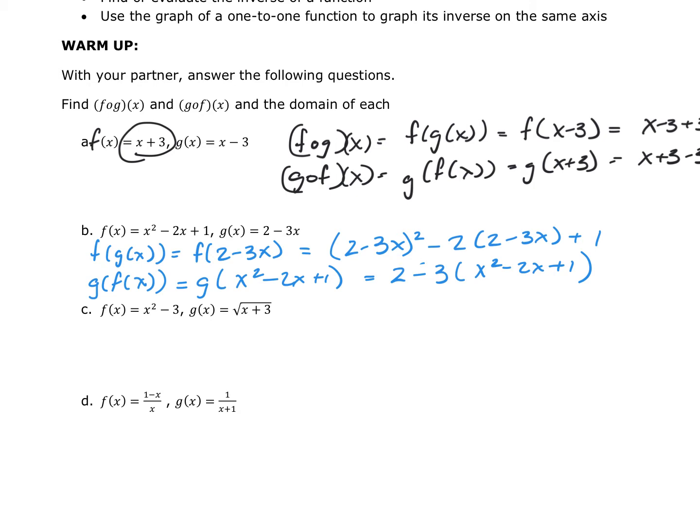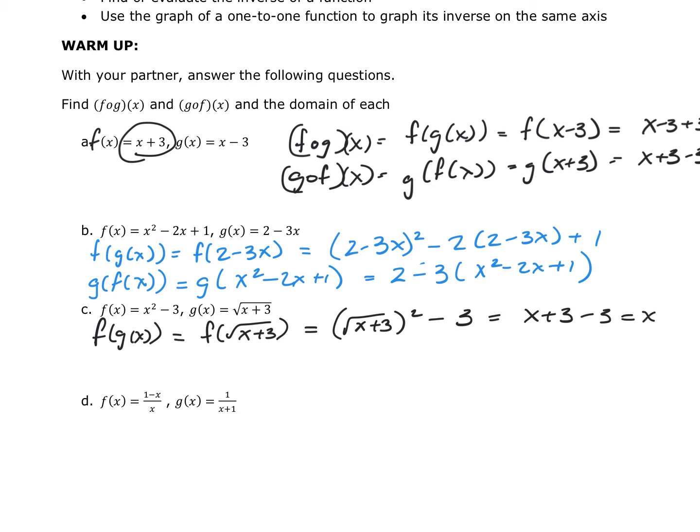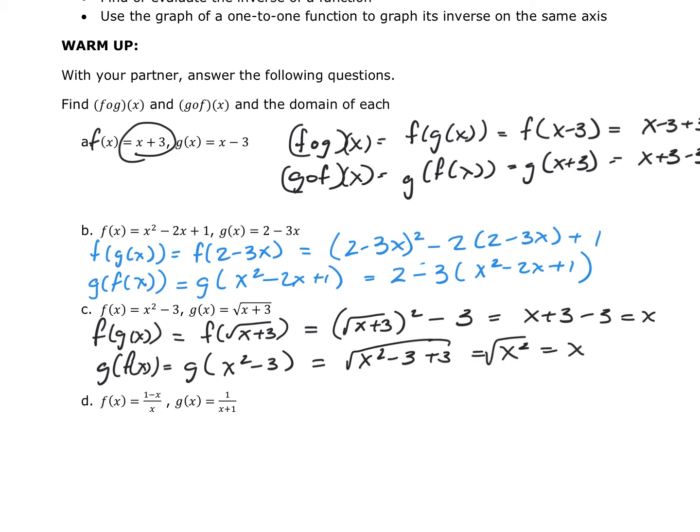Now we're going to do the next one, F of G of X, my next example here. And so we have F of the square root of X plus 3, which is equal to the square root of X plus 3, the quantity squared, minus 3, which gives me X plus 3 minus 3, which gives me X. Now composing it the other way, G of F of X is going to be G of X squared minus 3, which is going to give me the square root of X squared minus 3 plus 3, which is going to give me the square root of X squared, which is equal to X.